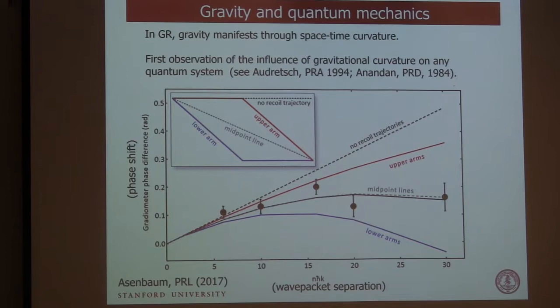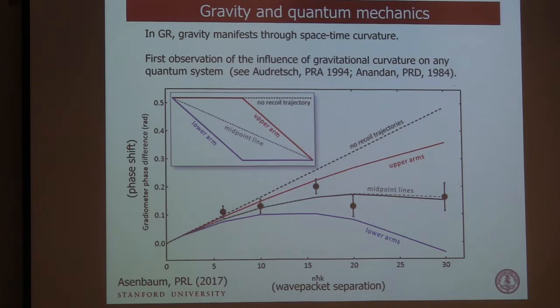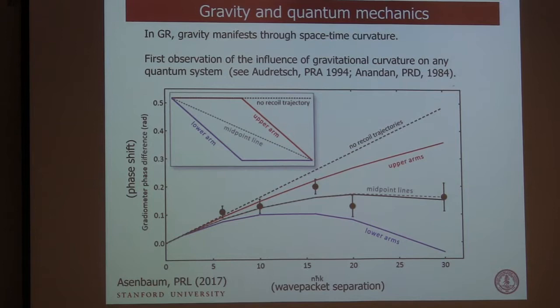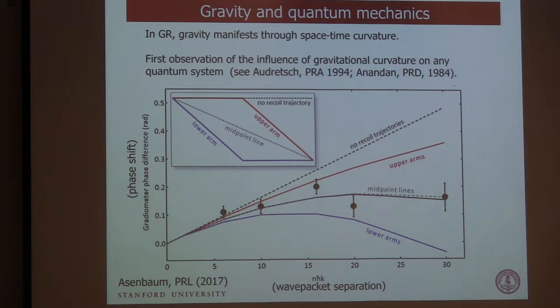about finding a situation where you can make a wave packet spatially expanded by enough distance that it senses curvature. Because what's happening there is this quantum system, I don't care if it's an atomic wave packet or a neutron wave packet or an electron wave packet, this quantum wave packet has now sensed gravity in a quantum mechanical way. And that sensing has been done by bringing them back together and allowing them to interfere.